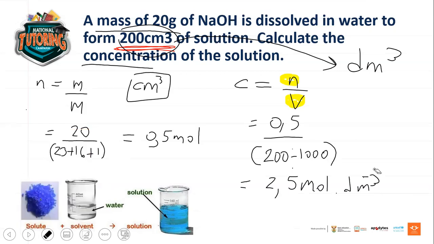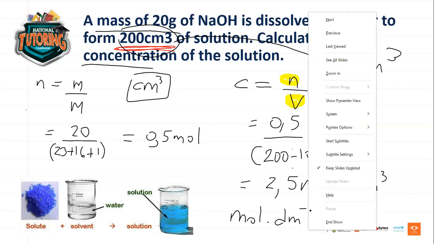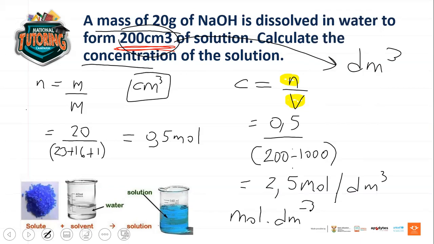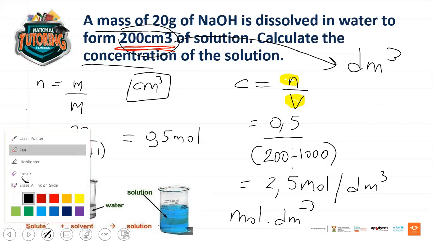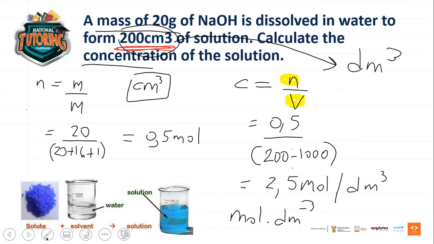So another way to write it is moles per decimeter cubed, or you could write it as mol times decimeter to the power of -3, which means divide. So it means the same thing. Both of those notations mean the same thing.